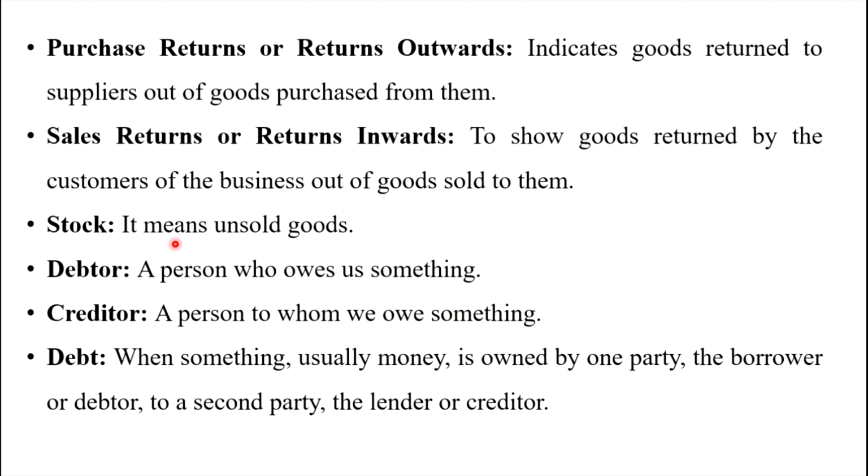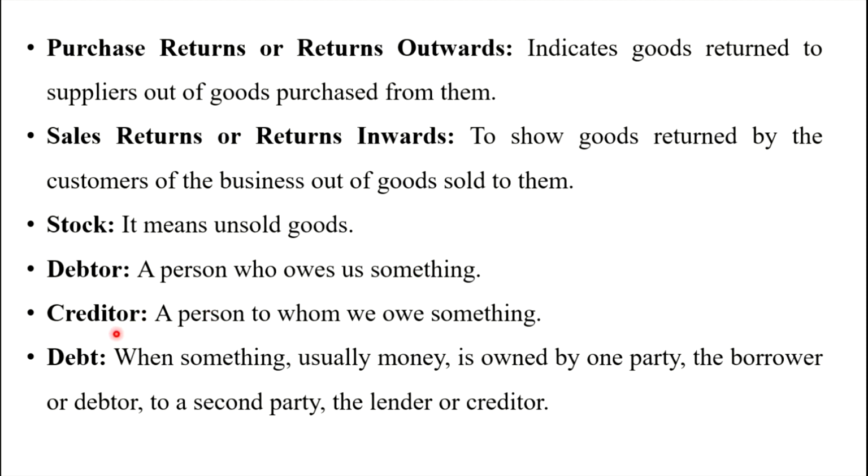Remember, closing stock of the previous year is opening stock of the next year. Then debtors. A person who owes us something is our debtor, and he remains a debtor till he pays the amount he owes. When a businessman or any company sells goods on credit, the unpaid customer account is nothing but the debtors.